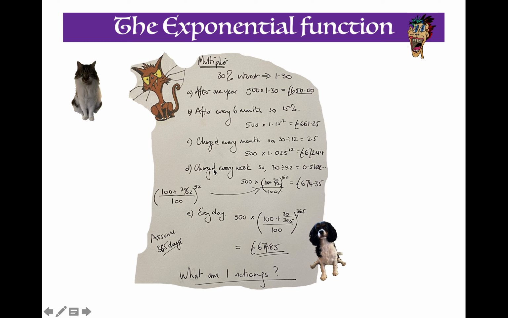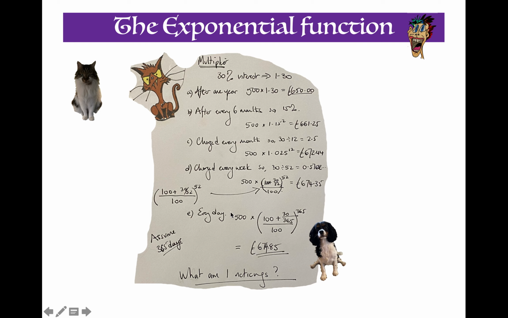£672.44. If it's done every week, we divide the 30% by 52 to give 0.576, etc. We could divide that by 100, add to 1, so we get 1.005762 to the power of 52. Or we can do it this way on the calculator using our fractions button, to the power of 52, and we come out with £674.35. You should start to notice something here, and that's kind of key.